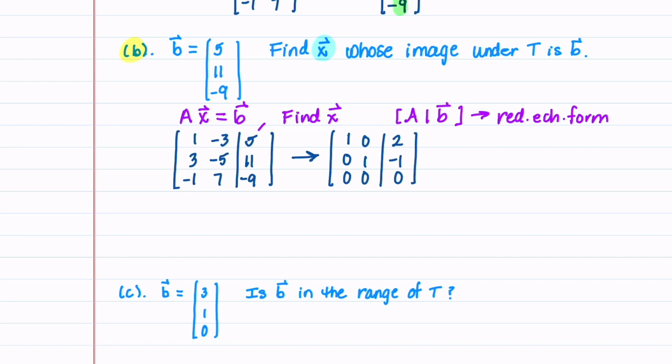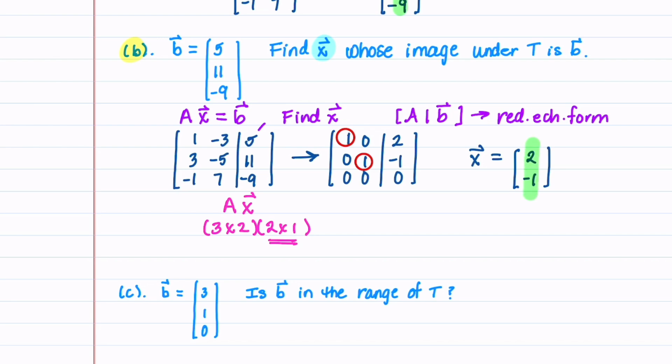Before we write down the answer, let's remind ourselves of the sizes that we're working with. If we write down A times X, we know that A is a 3 by 2 matrix, which means X is a 2 by 1 matrix, and that's the solution that we're looking for. If we circle our pivots, our reduced echelon form matrix tells us that our vector X is going to be 2, minus 1. Let's highlight that answer.